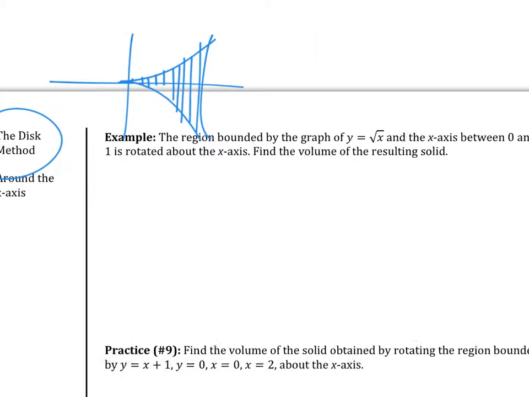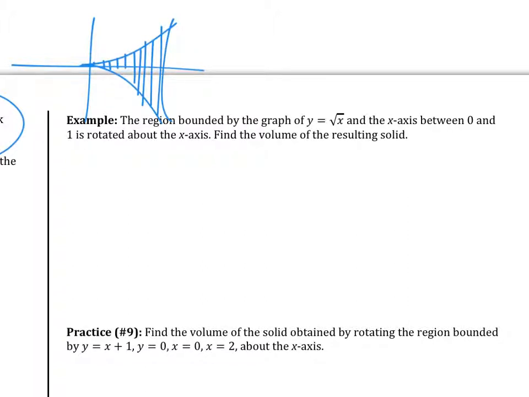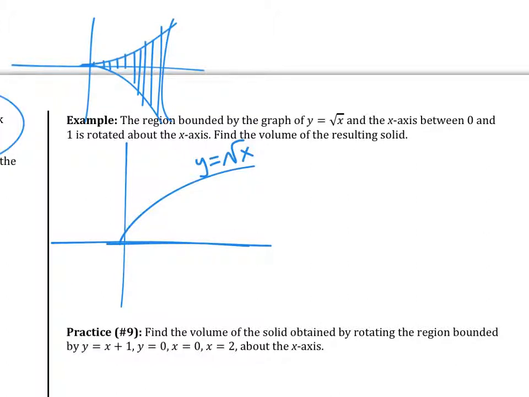Let's look at this one first. The region bounded by the graph y equals square root x and the x-axis between 0 and 1 is rotated about the x-axis. The first thing you want to do is just draw a picture. Y equals square root x and the x-axis between 0 and 1 is this part. We are going to rotate it around the x-axis.